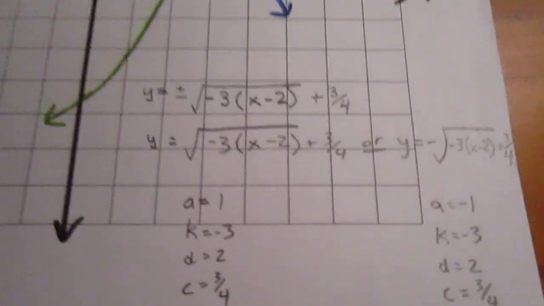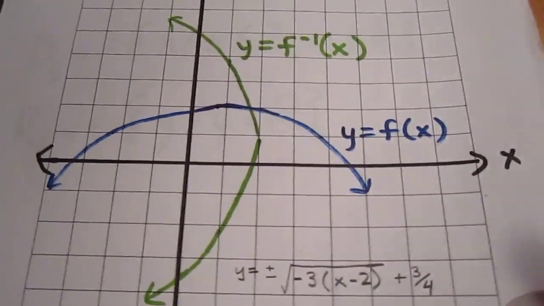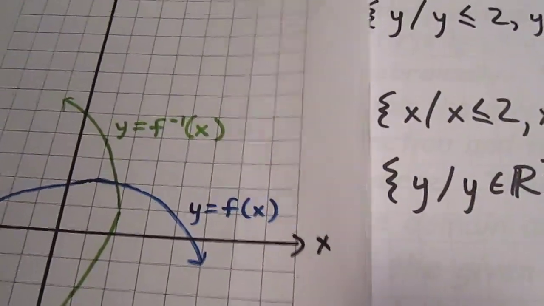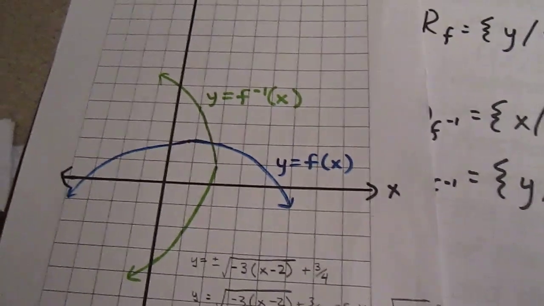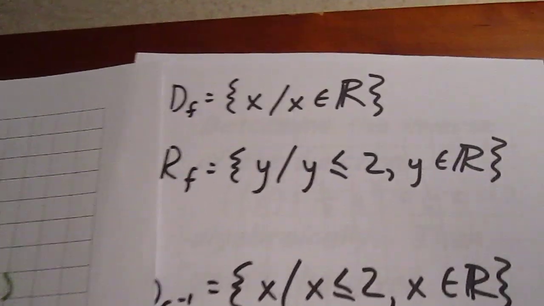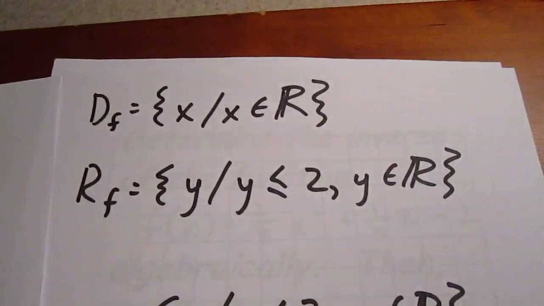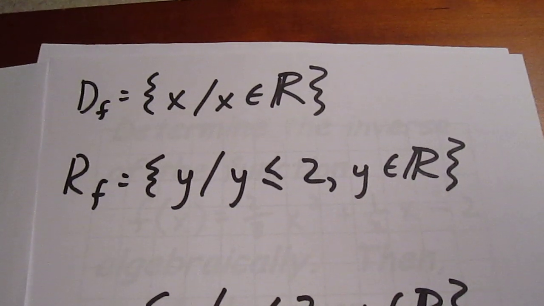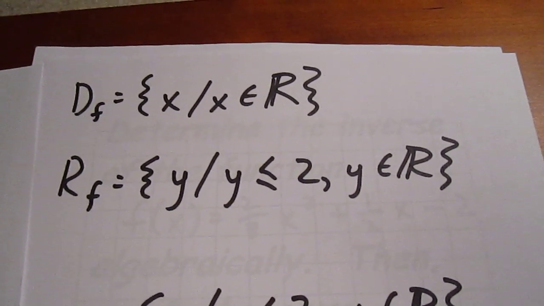Either way we think of it, we're now able to determine the domain and range of both the original function, the blue one, and the inverse, the green one. Well, the domain of the blue one is x element of the reals, and the range is y less than or equal to 2.